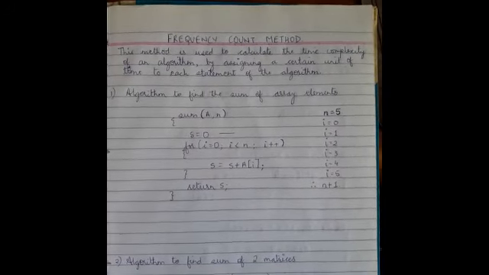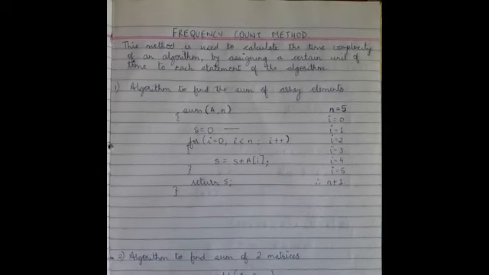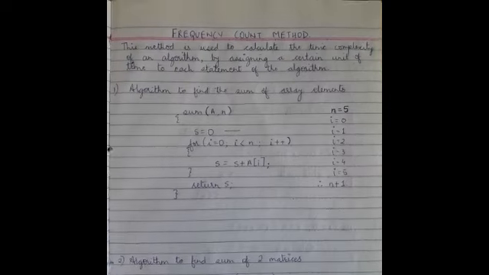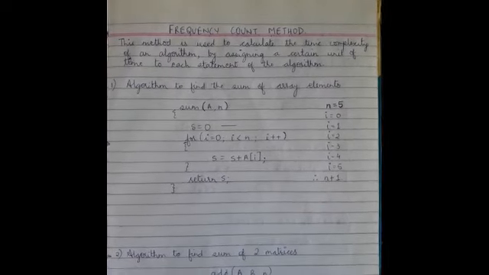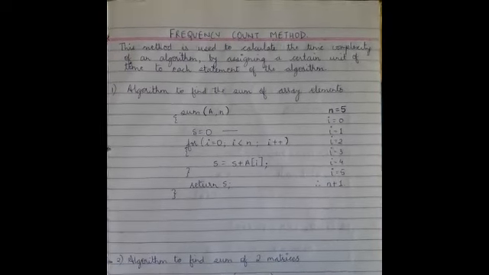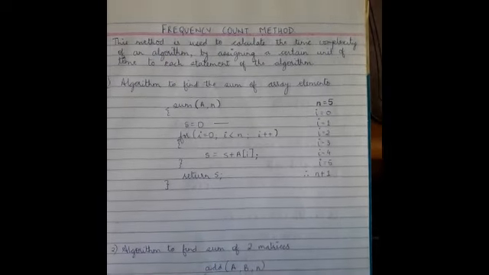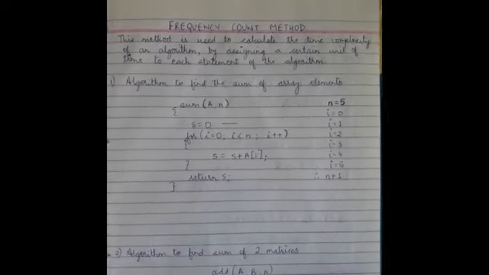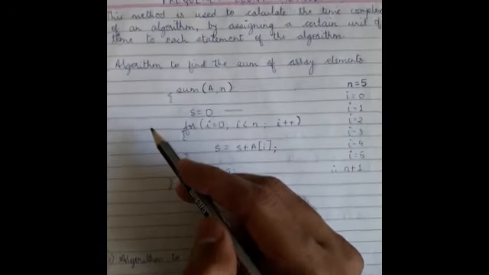So what is this frequency count method? It is a method which is used to calculate the time complexity of an algorithm by assigning a certain unit of time to each statement of the algorithm. So this frequency count method is going to help us in identifying the order of growth or the time complexity of any algorithm. Let's discuss this frequency count method with the help of an example.